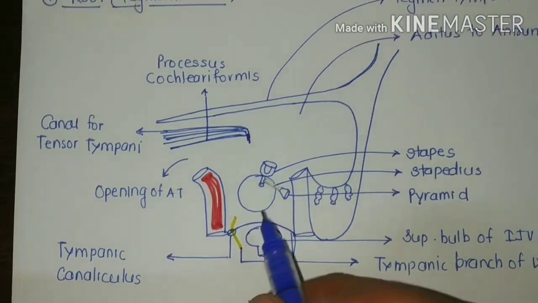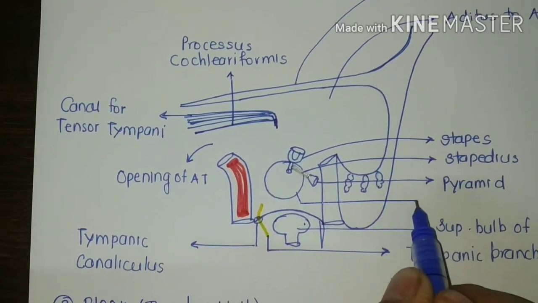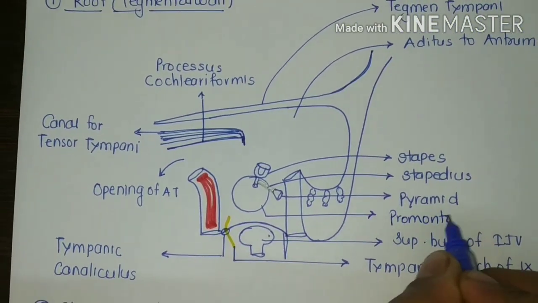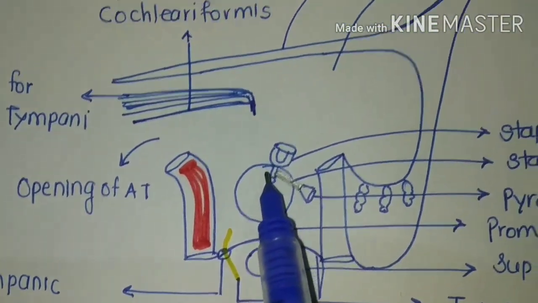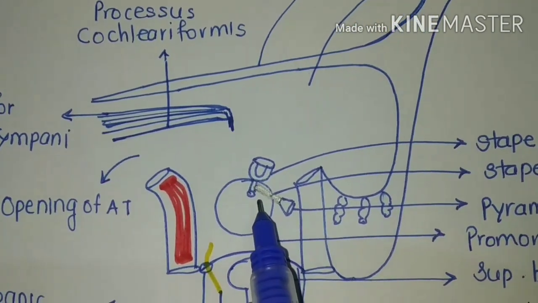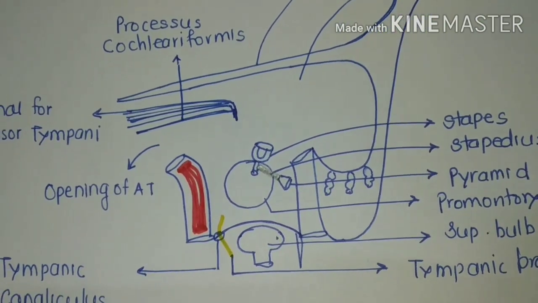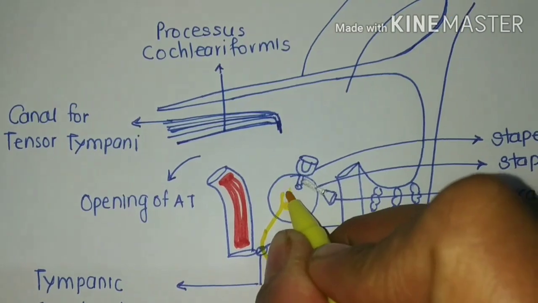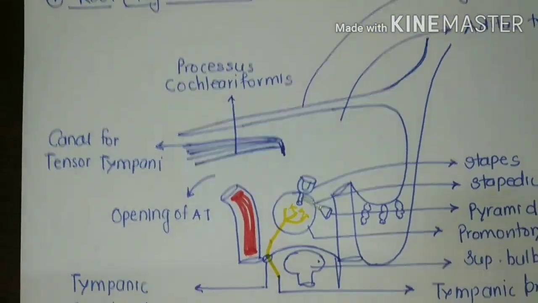Clear? Now first there is the promontory. So this is this rounded bulging which I have drawn. It is nothing but the rounded bulging produced due to the first turn of the cochlea. Then the tympanic branch of the glossopharyngeal nerve ramifies on it and forms the tympanic plexus. Clear? So this is the promontory.